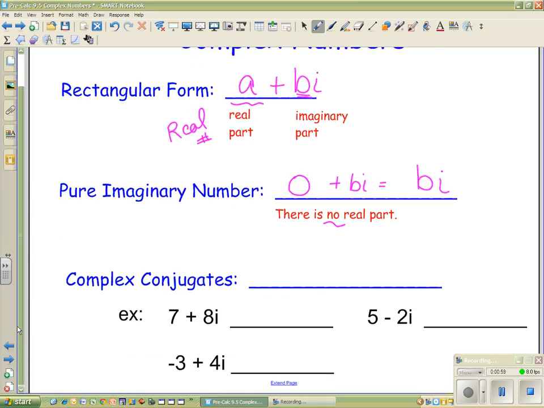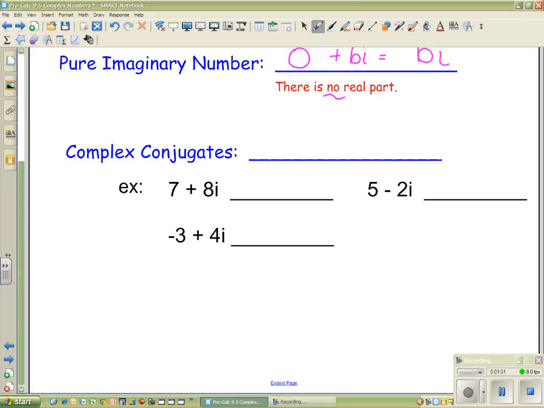Complex conjugates. Useful when we're trying to work with division of complex numbers. So a complex conjugate, normal form of a complex number is a plus bi. The conjugate to that is a minus bi. So instead of plus, we have minus. So if I go into an example, 7 plus 8i, its conjugate would be 7 minus 8i. 5 minus 2i would be 5 plus 2i.